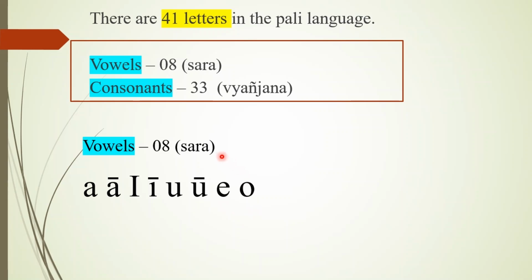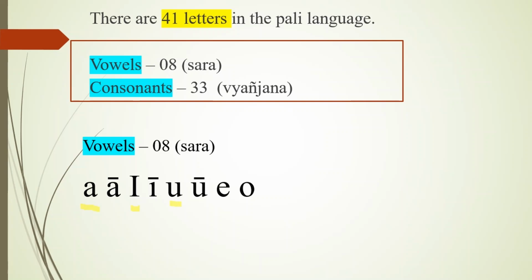Venerable, there are 8 vowels and 33 consonants. When they are combined, 41 letters. Venerable, A, I, U.